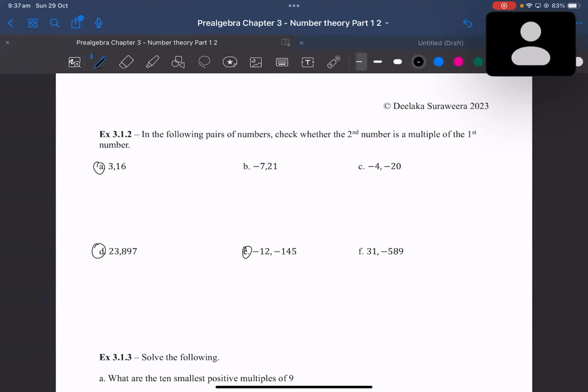Right, 16 divided by 3. I don't think you need long division to know that 3 times 5 is 15. So it's 5 with a remainder of 1. Therefore, 16 is not a multiple.